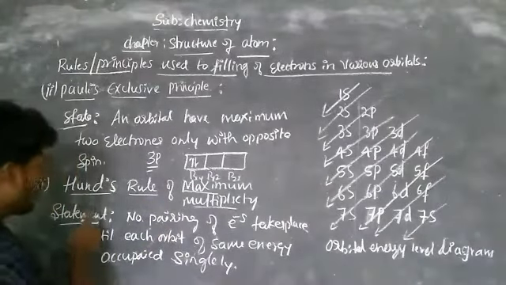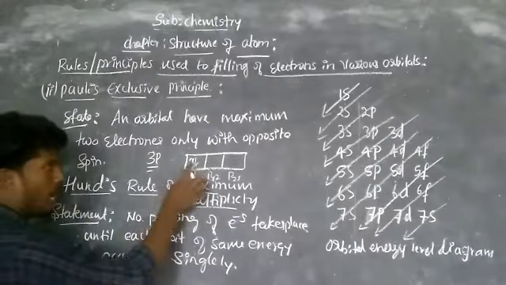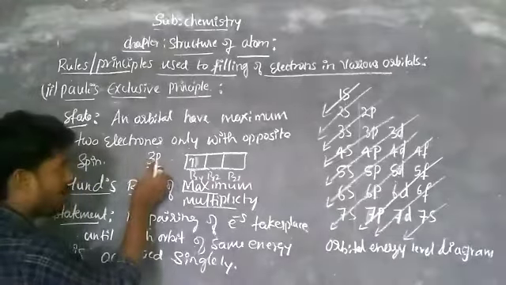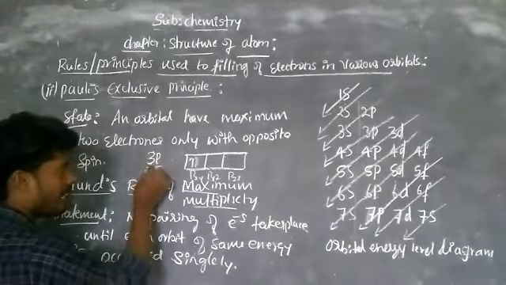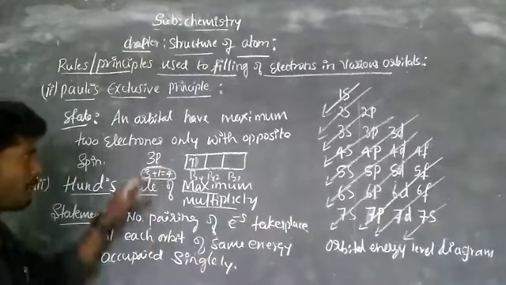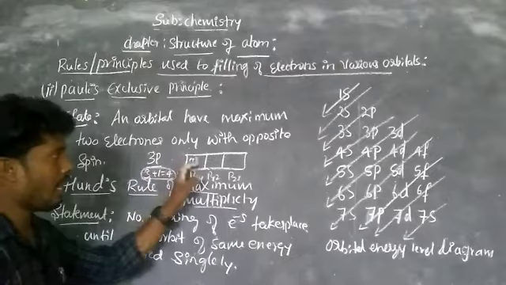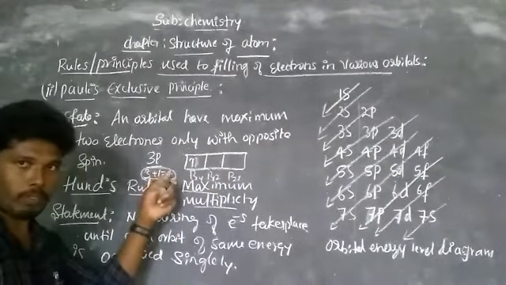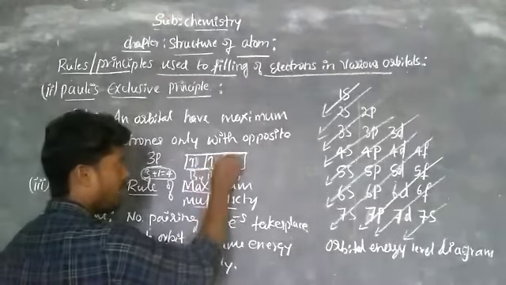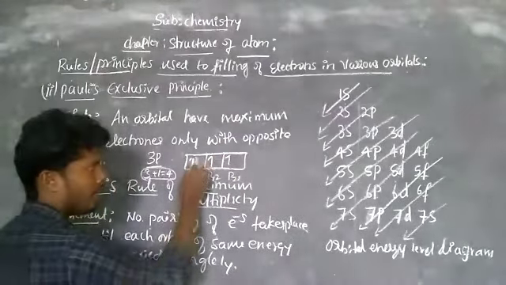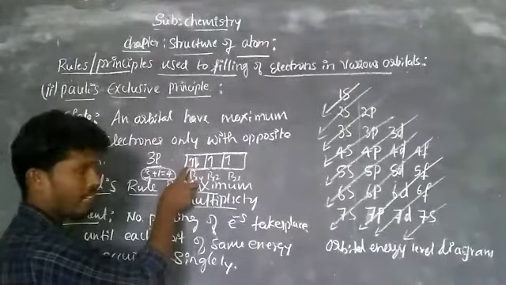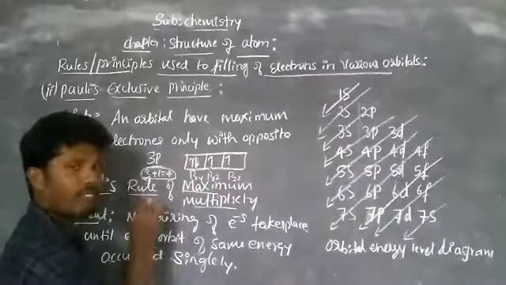And Hund's rule says that among these 3 p orbitals, these 3 have the same energy: n value is 3 here and l value is 1, totally 4. It means all these 3 have the same energy, that is 4. In such cases, the electrons are filled singly into each orbital, and only then will the newly coming electron be filled into the previously filled orbital.